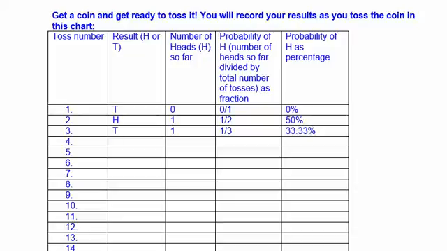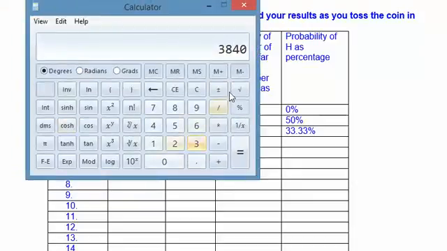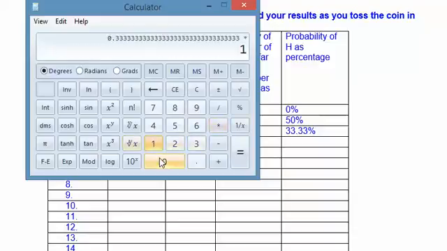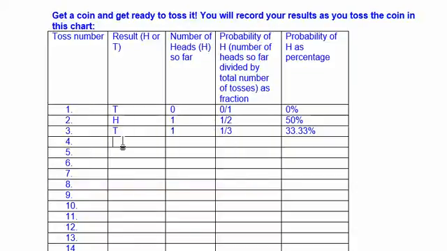If you're not sure, you can get your calculator and go 1 divided by 3, and you get 0.33333333. Now, to change that into a percent, I can move my decimal point over 2 places, or I can just multiply by 100. And there's my 33.33. I rounded to 2 decimal points. Okay. I'm going to do just a couple more, and then I'll show you how to do the scatter plot.